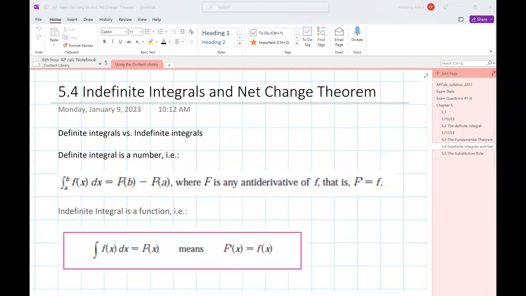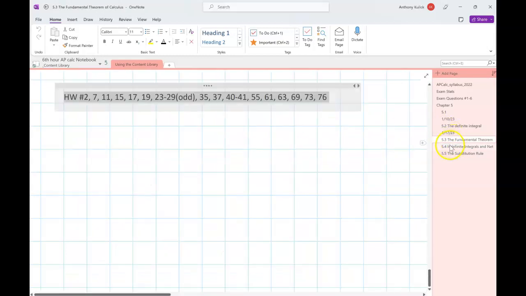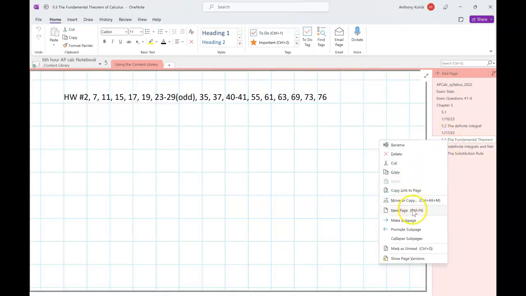Guys, you got anything from, we're up through 5-3 now. Blake, do you mind doing number 37 from 5.3? Sure, 37. Okay, let's do this.